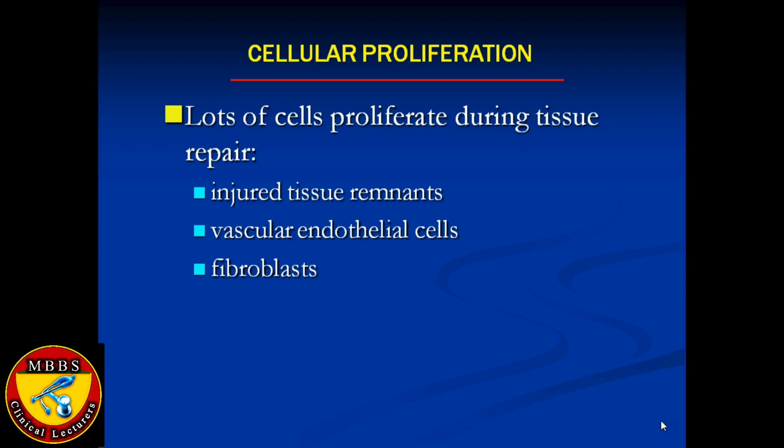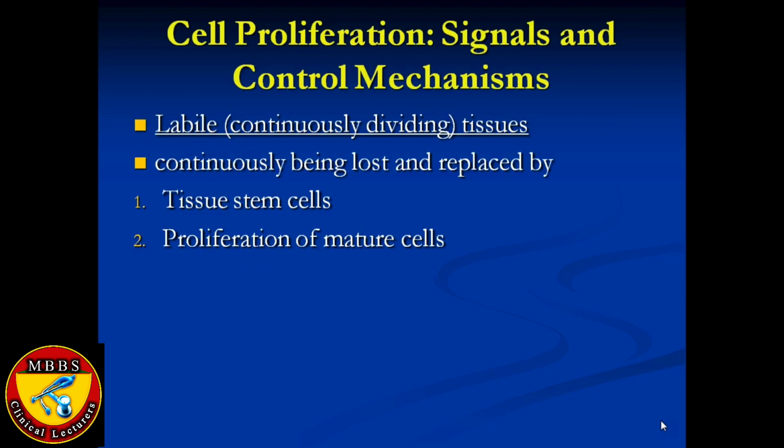Now, in cases of this regeneration, a number of cells are proliferating. Like the injured tissue remnants, as I've already told you, then the vascular endothelial cells, which give rise to new vessels, which will be bringing in the blood supply, and the fibroblasts. The fibroblasts are required for the deposition of connective tissue, ultimately leading to the scar formation.